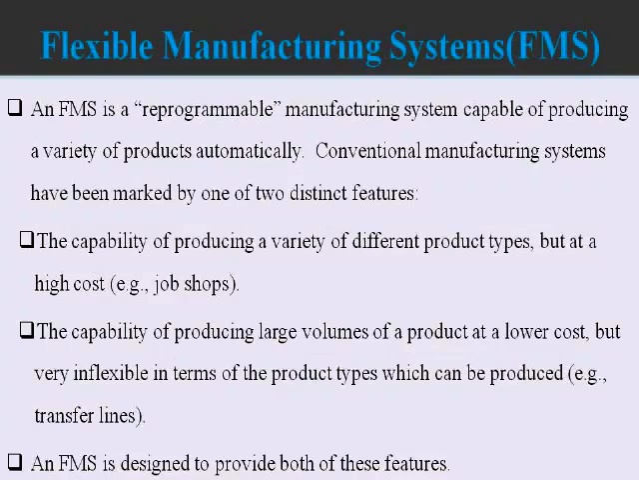An FMS is a reprogrammable manufacturing system capable of producing a variety of products automatically. Conventional manufacturing systems have been marked by one or two distinguishing features: the capability of producing a variety of different product types but at a higher cost, or the capability of producing a large volume of a product at lower cost but very inflexible in terms of product types which can be produced, like in transfer lines. An FMS is designed to provide both these features.